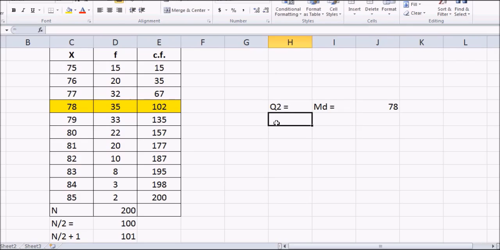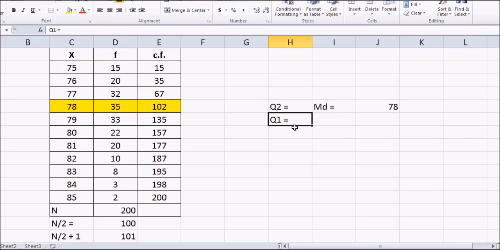Now to find the first quartile, again the same treatment. Do we need to find n by 2? No. When we are finding the quartile, we will have to divide it by 4. So it will be n divided by 4. And then for the first quartile, I'll multiply it by 1, and for the third quartile, I'll multiply it by 3.